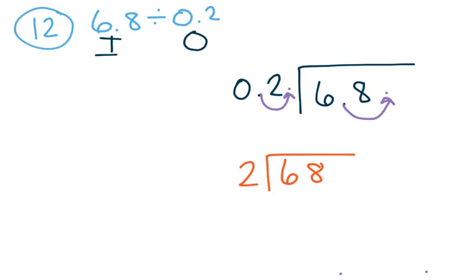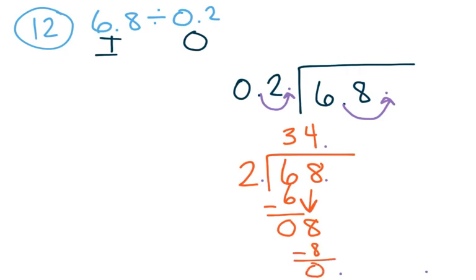Okay, and your imaginary decimals here, just to show you, are to the right of each of those numbers. You can go ahead and line up your decimal if you would like. And now we're going to divide as normal. 6 divided by 2 is 3. Bring down your 8. 8 divided by 2 is 4. 4 times 2 is 8. You have no remainders. 6 8/10 divided by 2/10 gives you 34.